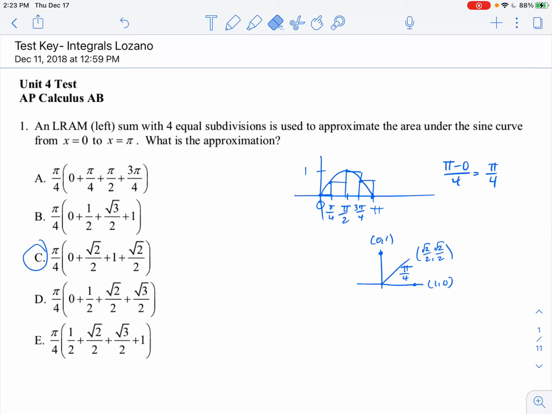In this video, we're going to review the solutions to the Unit 4 multiple choice test. Question number 1 says we have an LRAM, a left sum, with 4 equal subdivisions used to approximate the area under the sine curve from 0 to pi.